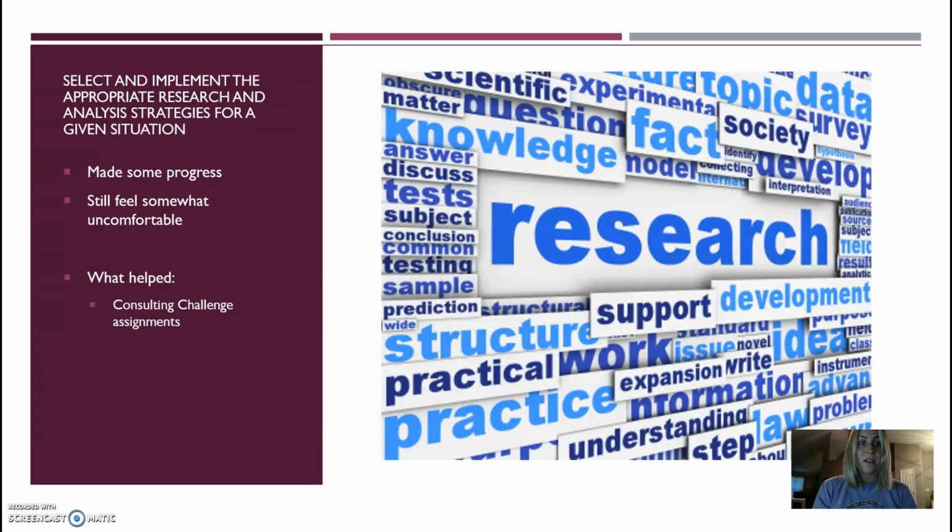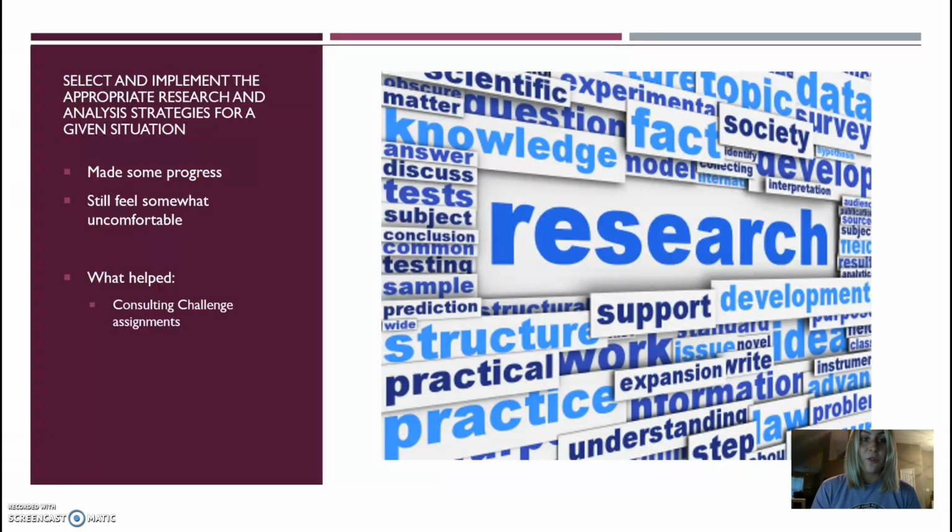The second objective was select and implement the appropriate research and analysis strategies for a given situation. Again, I feel like I've definitely made some progress on this. We went, of course, week by week learning about different types of analyses and when those are appropriate to use. And when we were given a situation during that week, I felt like I understood why.